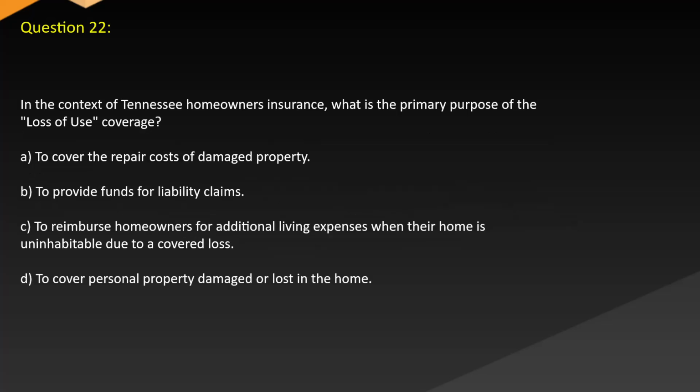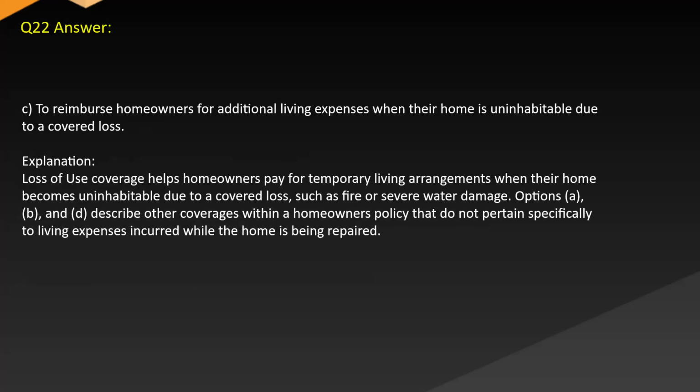Question 22. In the context of Tennessee homeowners insurance, what is the primary purpose of the loss of use coverage? A. To cover the repair costs of damaged property. B. To provide funds for liability claims. C. To reimburse homeowners for additional living expenses when their home is uninhabitable due to a covered loss. D. To cover personal property damaged or lost in the home. Answer C. To reimburse homeowners for additional living expenses when their home is uninhabitable due to a covered loss.